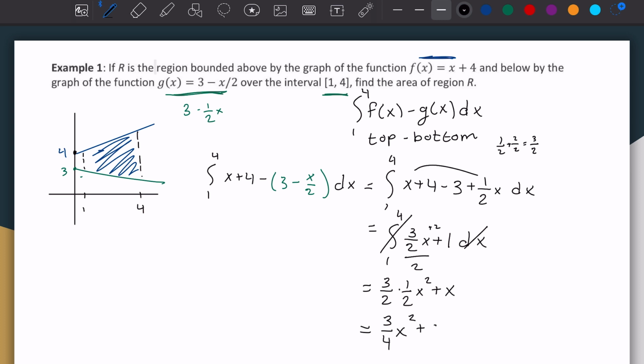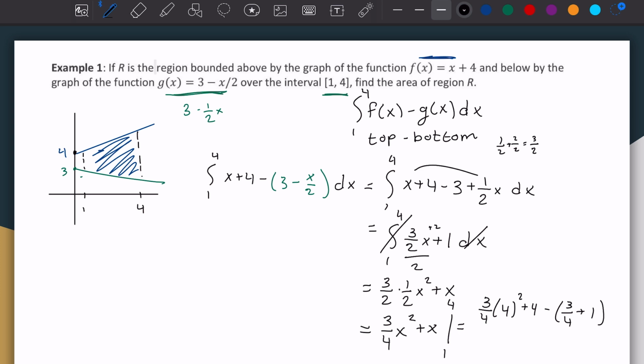X squared plus x from 1 to 4. And then it's as simple as just doing 3 over 4, 4 squared plus 4 minus, and since it's only 1, it's just 3 over 4 plus 1. Alrighty, so go ahead and plug these values into a calculator, see what we will get.